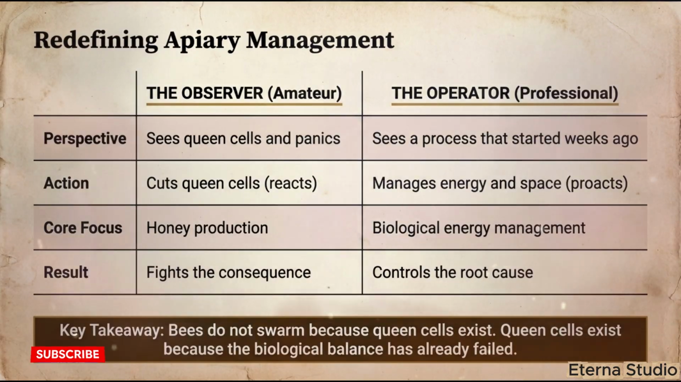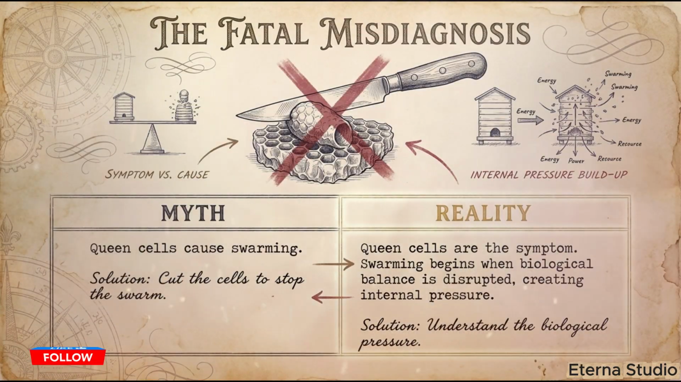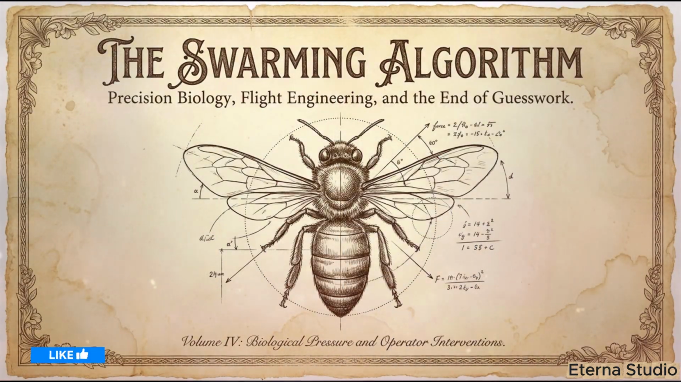Most beekeepers see queen cells and panic. A professional sees a process that started long before them. If you want to stop chasing swarms through trees and start managing bees like a surgeon, stay until the end. This is science. This is biology. This is your key to record-breaking honey yields.